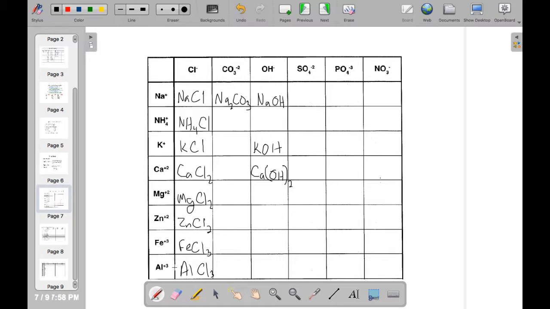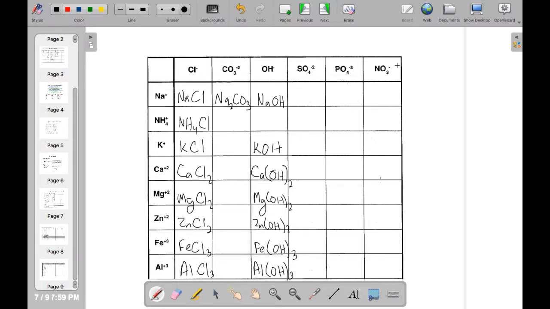Right here, I'm sort of in the same situation. I have magnesium cation, OH, 2. Zinc cation, OH, 2. Iron cation, OH. Hi, you thought I was going to get confused, didn't you? But that's going to be an OH, 3. Aluminum, OH, 3. Well, that seems easy.